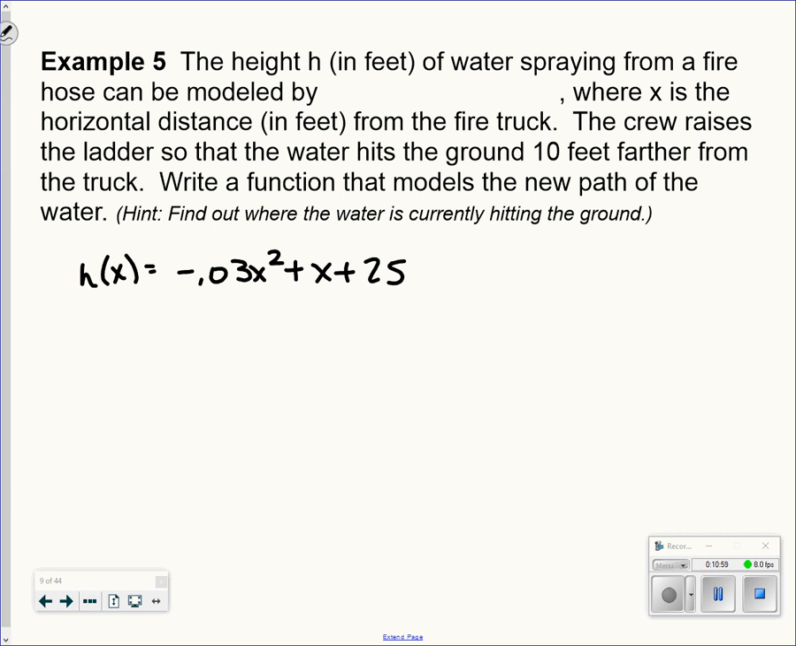So where x is the horizontal distance from the fire truck, the crew raises the ladder so that the water hits the ground 10 feet further from the truck. Write the function that models the new path. Hint: find out where the water is currently hitting the ground.